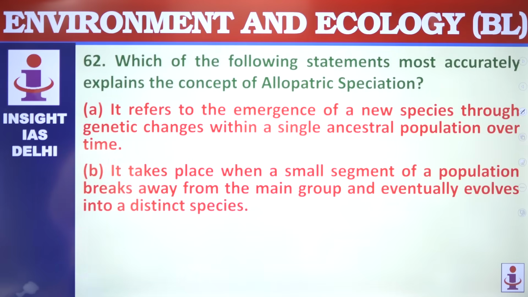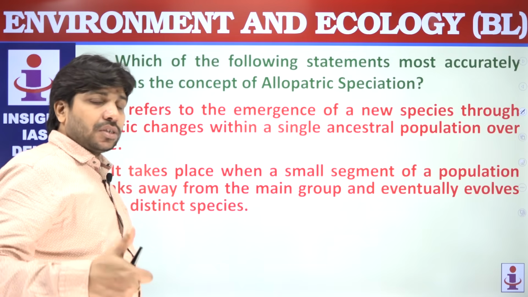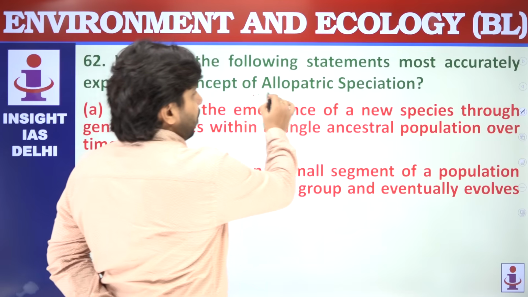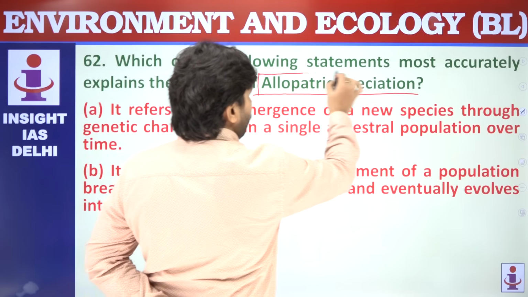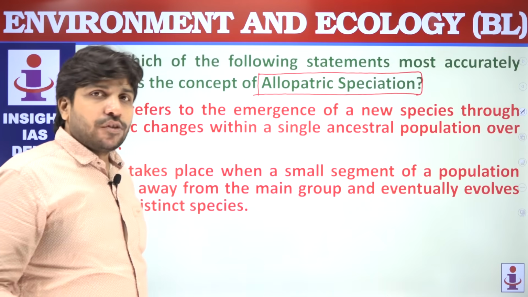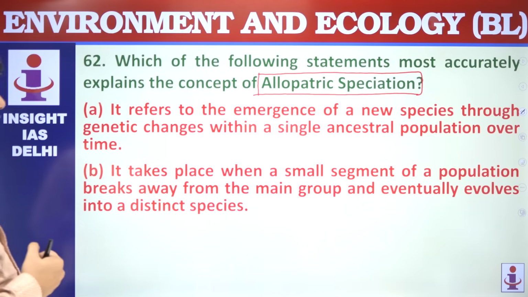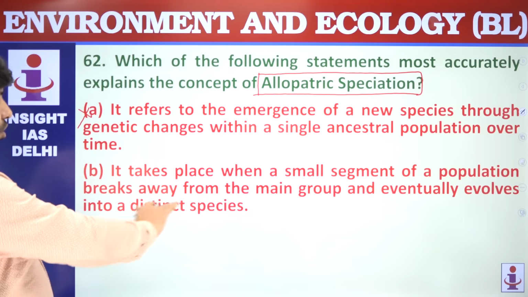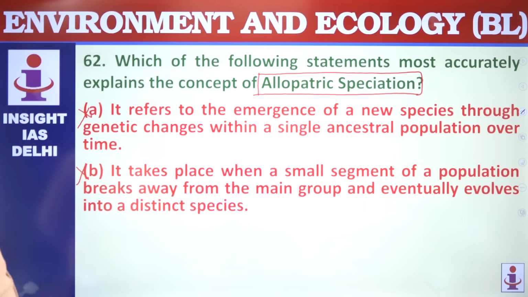Four statements are given and it is asking you to identify the allopatric one. Remember, allopatric means geographical isolation is involved in speciation. Whenever a geographical factor is leading to speciation, that is called allopatric. The emergence of new species through genetic changes within a single ancestral population over time? No, this can be speciation but not allopatric. It takes place where a small segment of population breaks away from the main group. Geographical feature is not mentioned here, so this is also not the answer.